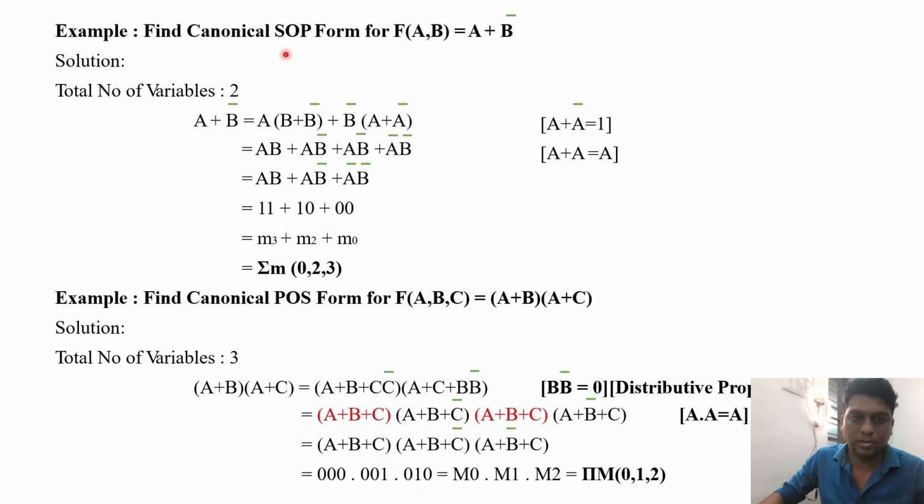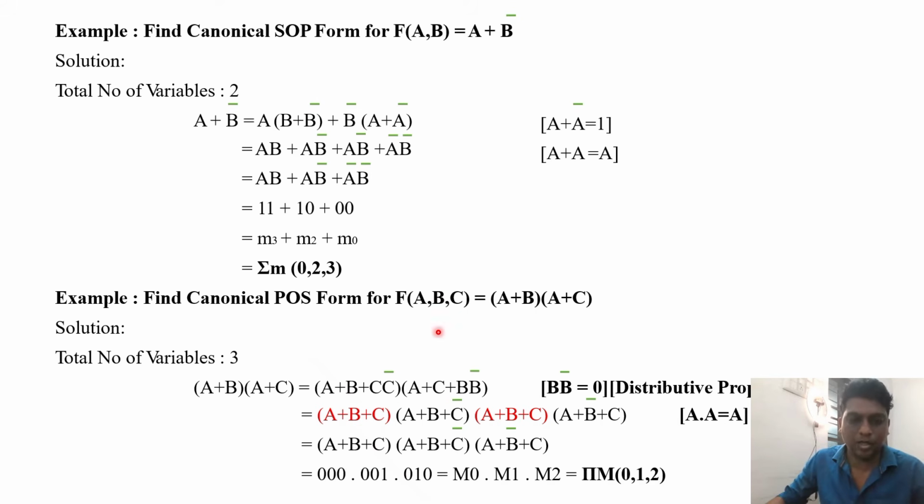Example for canonical SOP: here the missing variable is B, so B plus B bar; here the missing variable is A, so A plus A bar. Then multiply. We know the concept that A plus A is equal to A, so when a term comes more than once we represent it only one time. Finally this is the SOP. AB means 11, AB bar means 10, A bar B bar means 00. These are represented as M3, M2, M0, so summation of m 0, 2, 3.